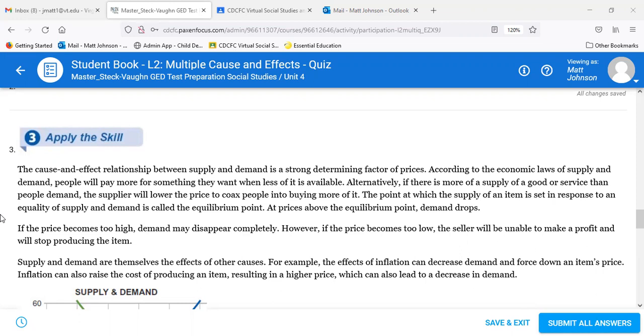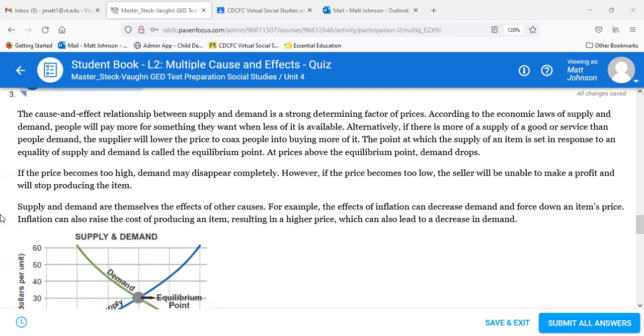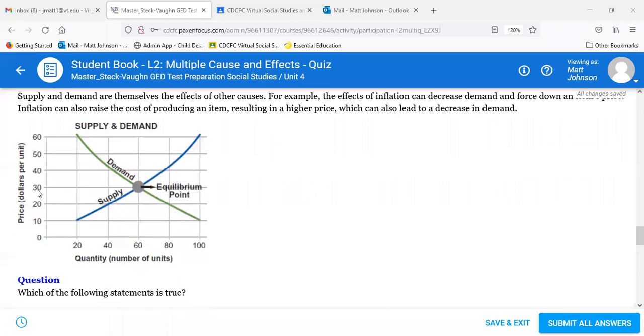Supply and demand are themselves the effects of other causes. For example, the effects of inflation can decrease demand and force down an item's price. Inflation can also raise the cost of producing an item, resulting in a higher price, which can also lead to the decrease in demand.